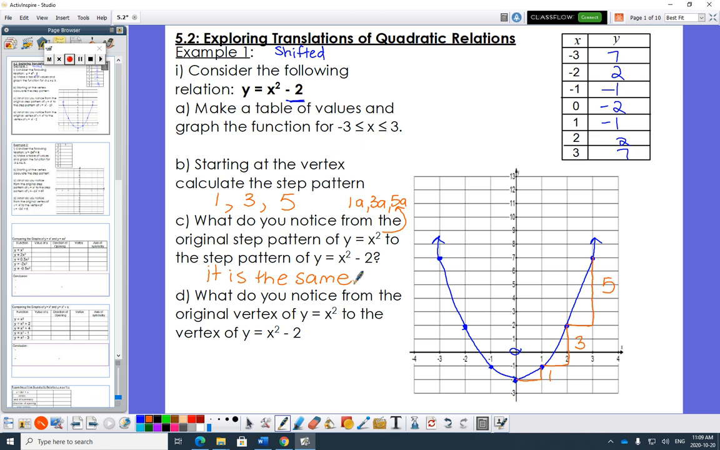So the original vertex, if you forget what the original vertex is, remind yourself. Okay, so it's always been 0, 0. Today, what is our new vertex? What is this point down here? 0, -2. Good. Let's write it as a point. Okay? So when you have an equation like this, where it's -2, then the vertex, we call it, or you can say that it's been shifted down.